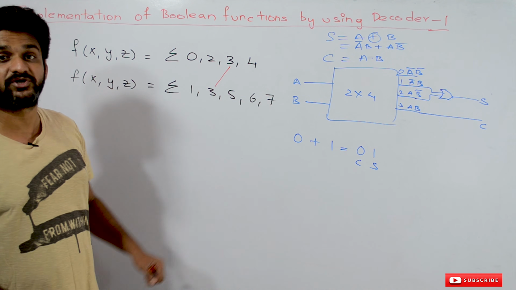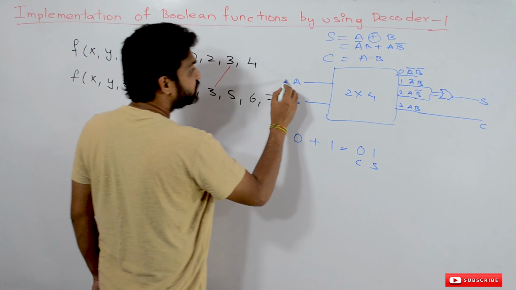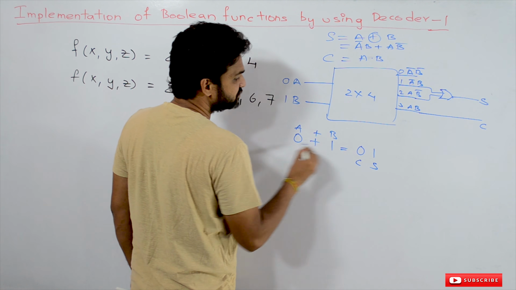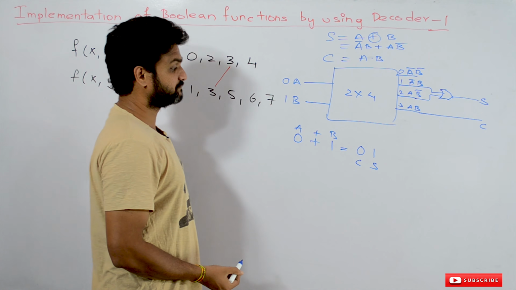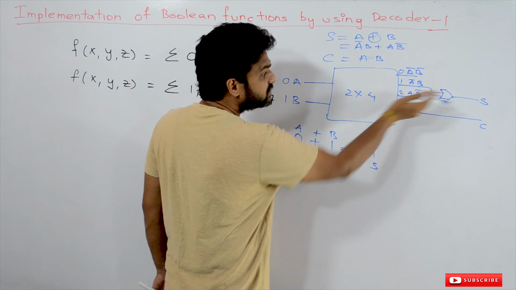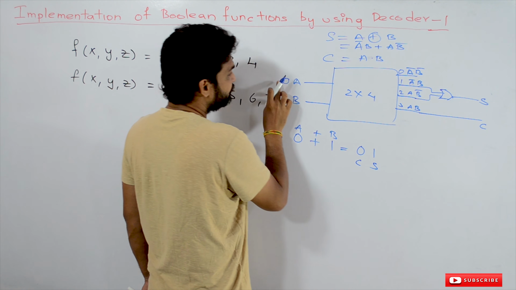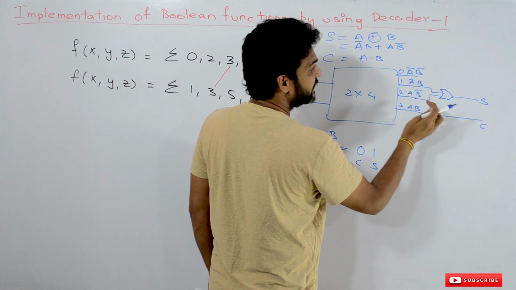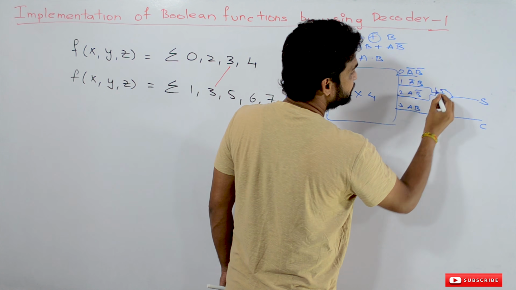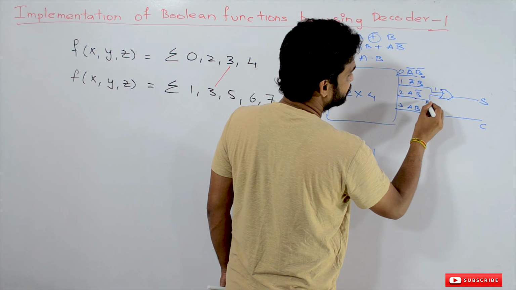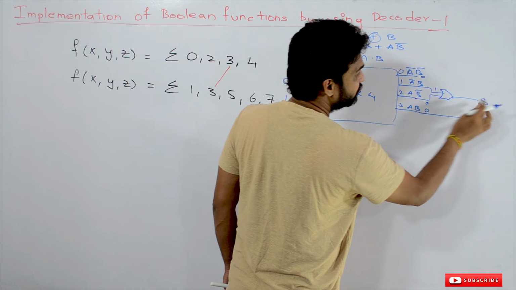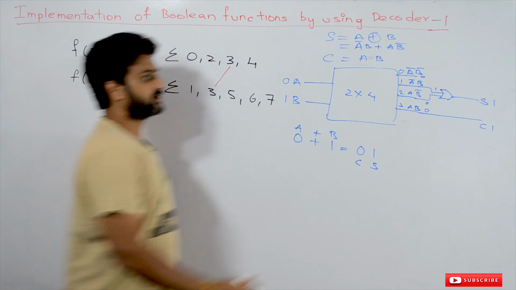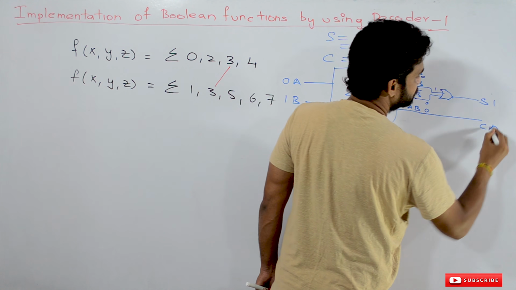So how is it going to produce the sum and the carry? For example, if you take the value 0 1 for A and B, A plus B, 0 plus 1 is going to produce 0 1. So how will the sum get produced? If you take 0 1, which one will get activated? This A bar B will get activated. So A bar B is going to be 1, and all the remaining outputs are going to be zeros. So at sum it is going to produce a 1, and for carry it is going to produce a 0.